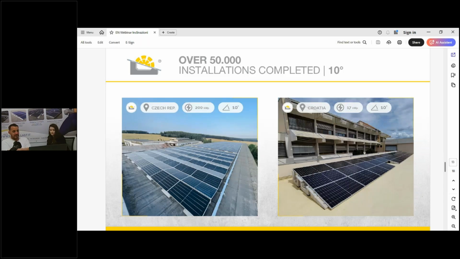We have two installations in different countries. One is in Czech Republic with one system, and another system used in Croatia. The same inclination actually for both, but two different systems that we have. On my left is our newest system, right? The East West system. It's at 10 degrees. As you can see here, we have put the maximum number of panels that you can put on the roof by using the East West orientation.